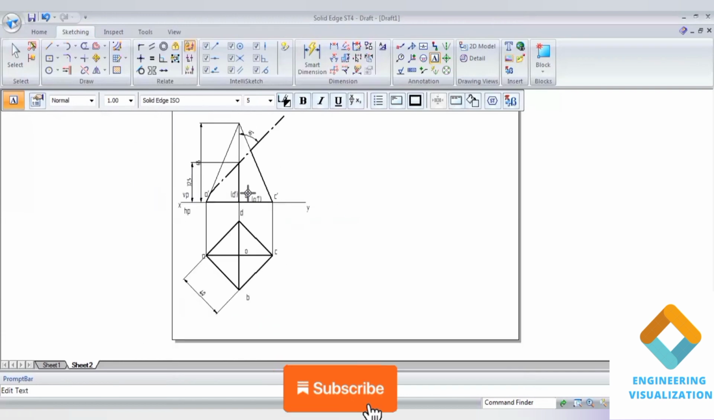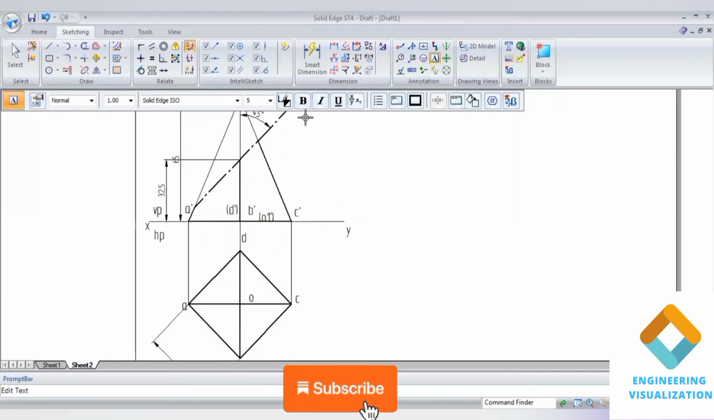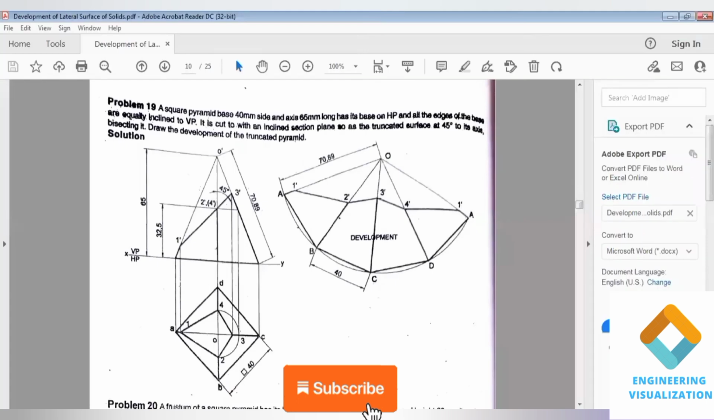O1 dash and O dash also can mention. Now I can mention the cut points. So here cut points we are mentioning with the numericals. So 1 is cutting the slant edge AO, 2 is cutting the slant edge BO, 3 is cutting the slant edge CO, and 4 it is cutting the slant edge DO.